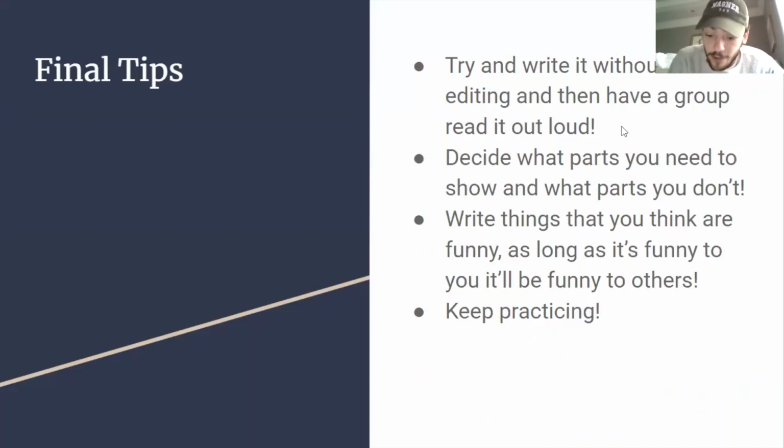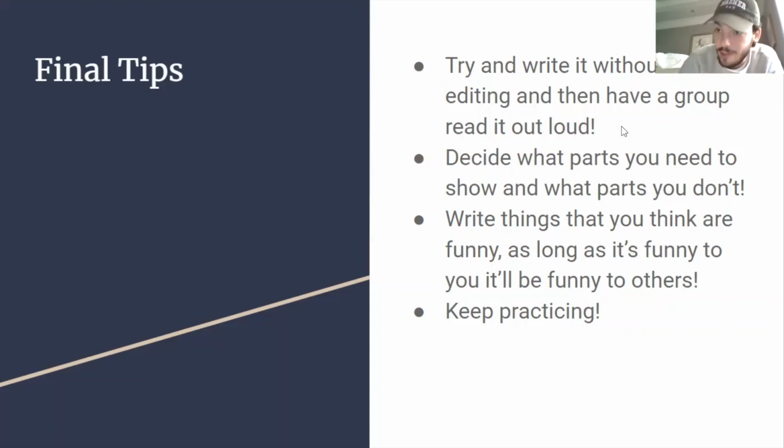And then just some final last minute tips. Try and write it all out as fast as you can. Not like speed, but write it out in 2 weeks or 3 weeks or a month, and then have a group read it out loud, because that's when you're going to hear what works and what doesn't work and what needs to change and what jokes could be tweaked. We'll talk about jokes in the third bullet point. And then maybe you could even decide what parts you don't need to show anymore. You don't even want in.